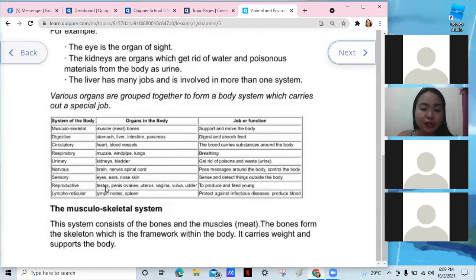So reproductive, that includes the testes, ang mga itlog nila, penis, ovaries, uterus, vagina, vulva, udder, and this is of course for reproduction and to feed the young. So all animals, actually even human and all living organisms, our main function is just to procreate, no? Reproduce, and to perpetuate our generation, so mga lahi.